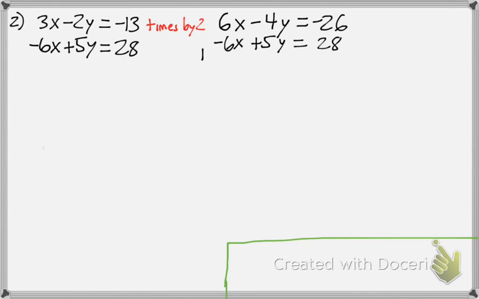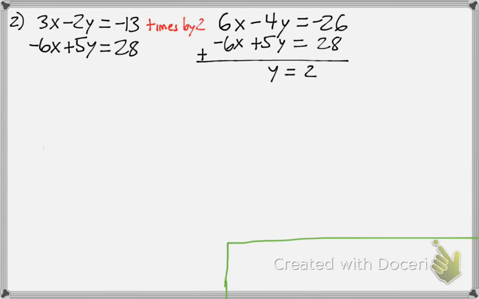And then I want to add these up vertically. So the x's actually go away. That's what we wanted. Negative 4y plus 5y is 1y, or just y. Negative 26 plus 28 is 2. So I have my y value.